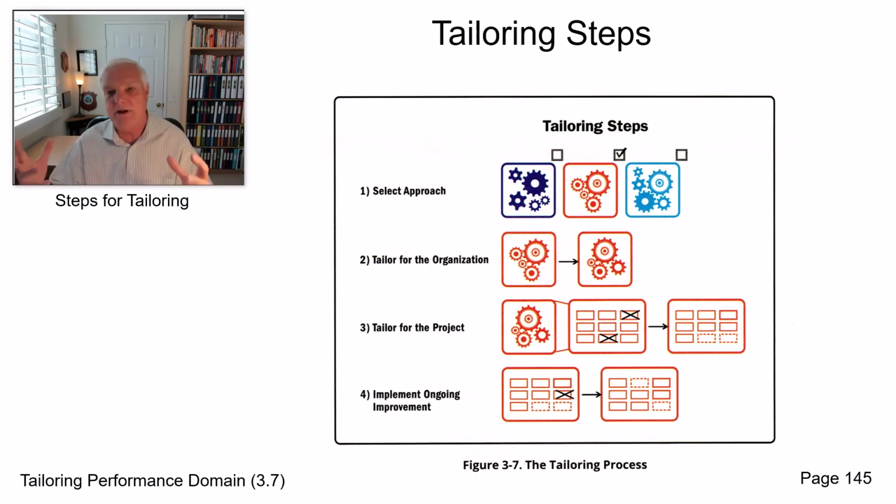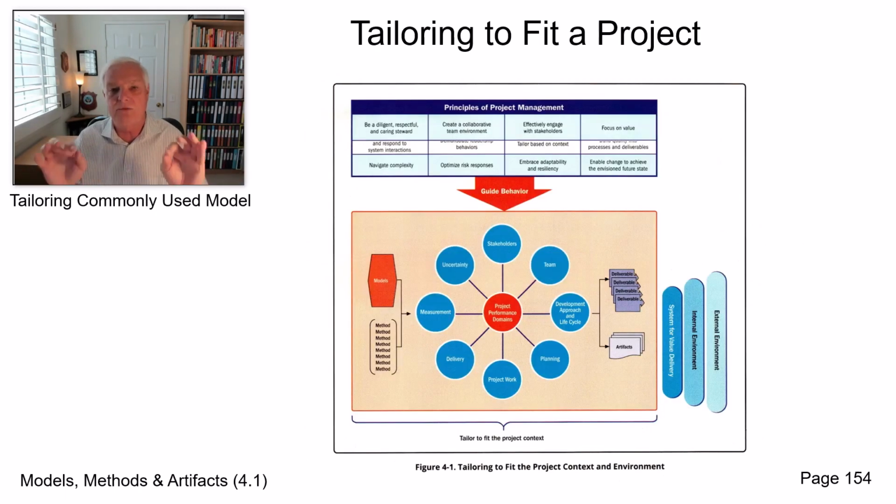The final piece we're going to pull at and then move through in a couple different ways is steps for tailoring. And this is going to fall out of that tailoring performance domain. You're going to see that they recommend four different steps. The tailoring steps are selecting the approach that you want to use, tailoring it for the organization, tailoring it for the project, and implementing ongoing improvements, continuous process improvement as you flow through. Those are all required to really have this robust flavor of being able to tailor.